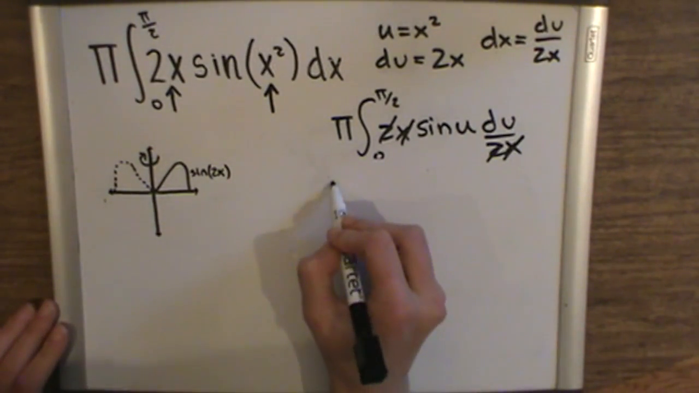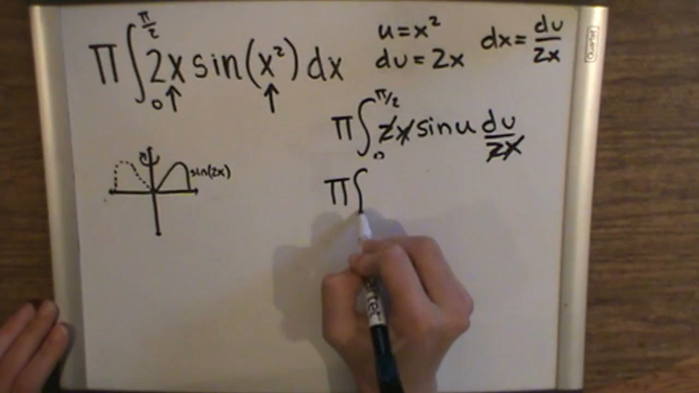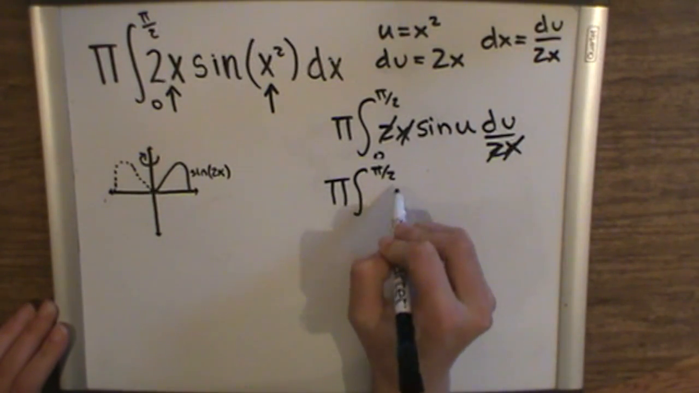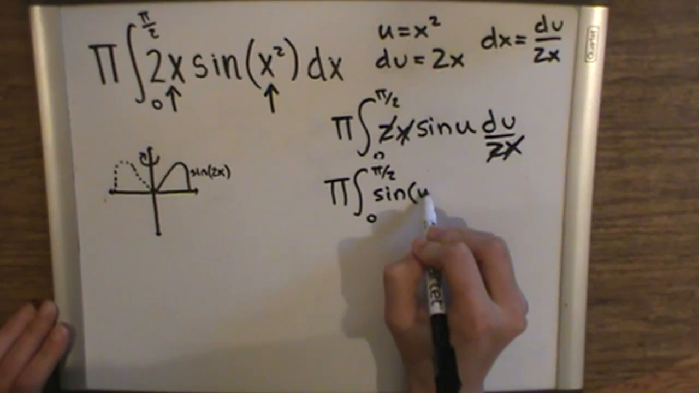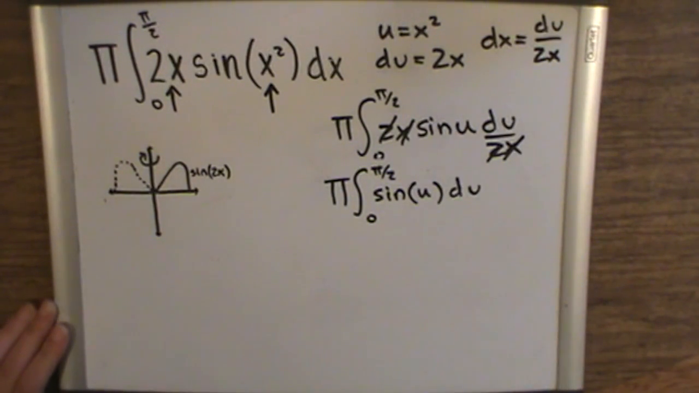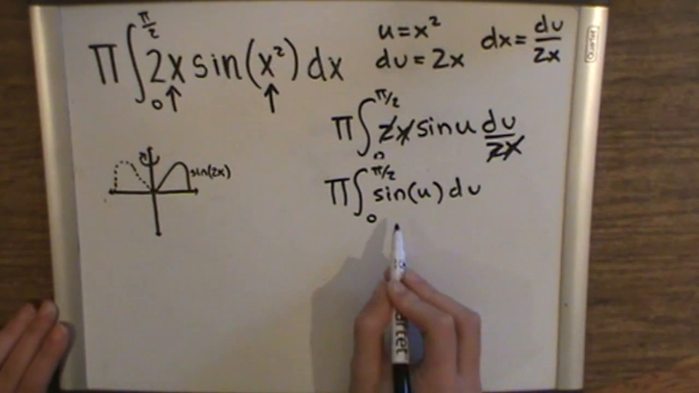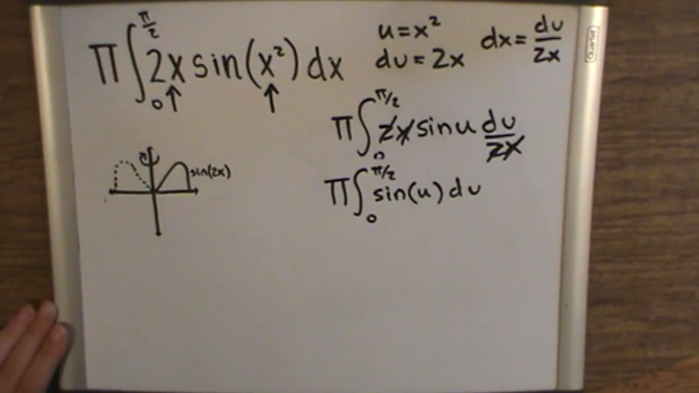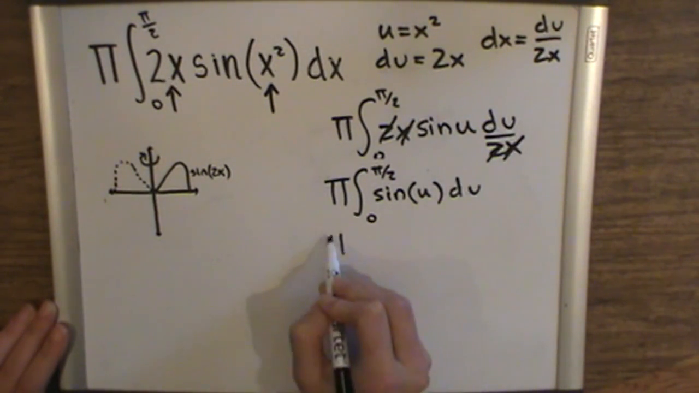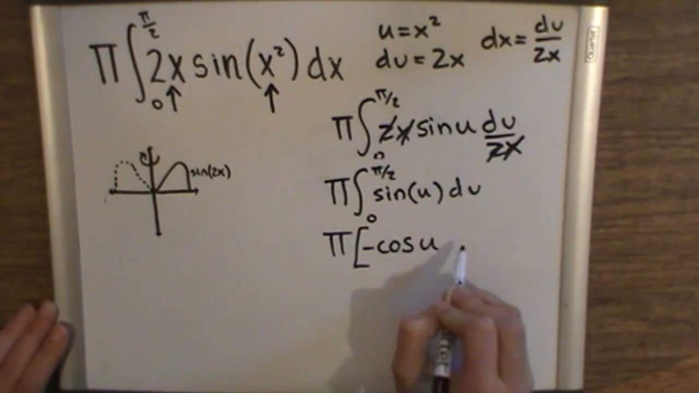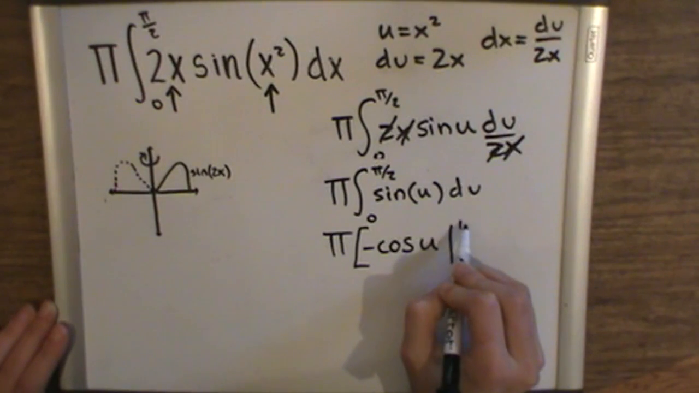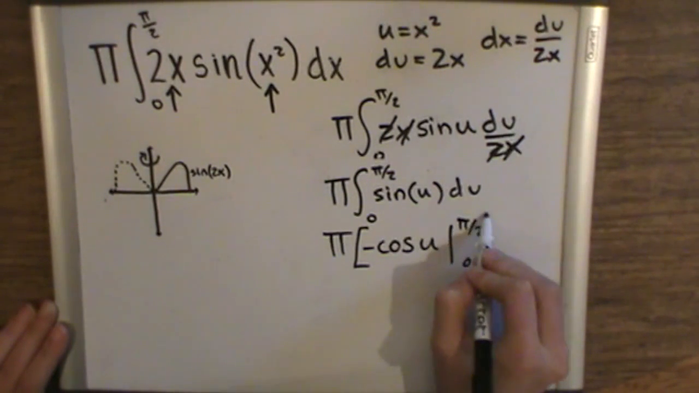This leaves us with the expression pi times the integral from pi over 2 to 0 of the sine of u du. The antiderivative of the sine of u is the negative cosine of u, leaving us with pi times the negative cosine of u from pi over 2 to 0.